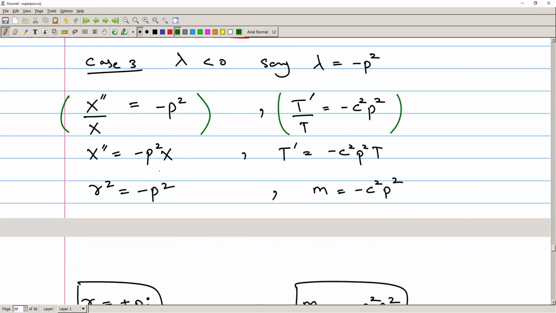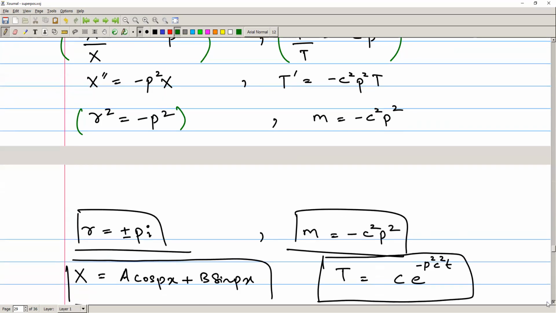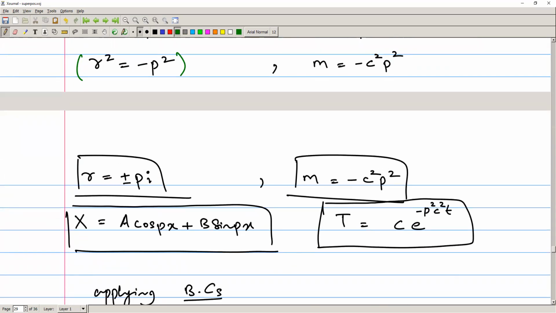By solving this equation, we get r square equals to negative p square. It means that this is a complex root, so sine and cosine will be generated from this equation. And this m equals to negative c square p square. It's simply a single root. So we can write the solution in this way: X equals to A cos px plus B sine px, and T equals to C e to the power negative p square c square t.